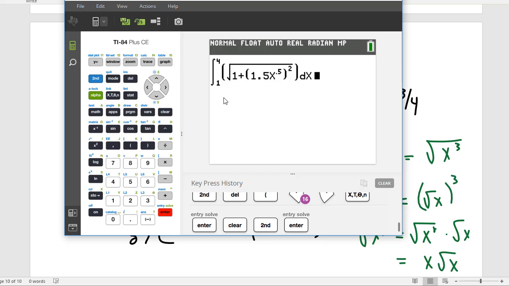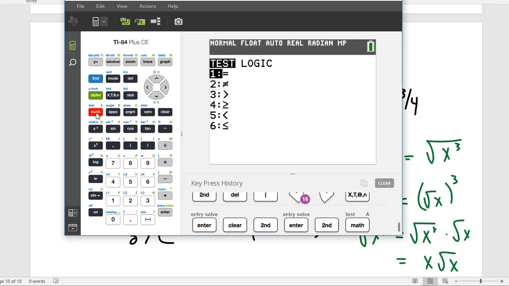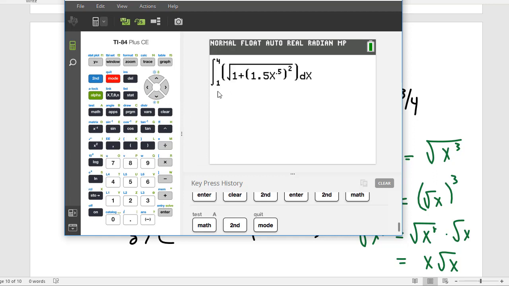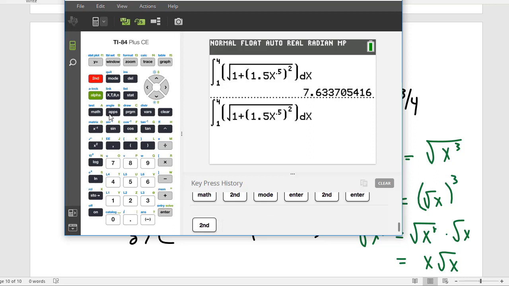Okay, so what I did real quick is I used the integral function on my calculator. On a TI, just to remind you, it's second math, which takes me to just math, which takes me to function integrator. So if I use function integrator, I type in the square root of 1 plus dy dx squared from 1 to 4, and I get a decimal value of 7.633705416.